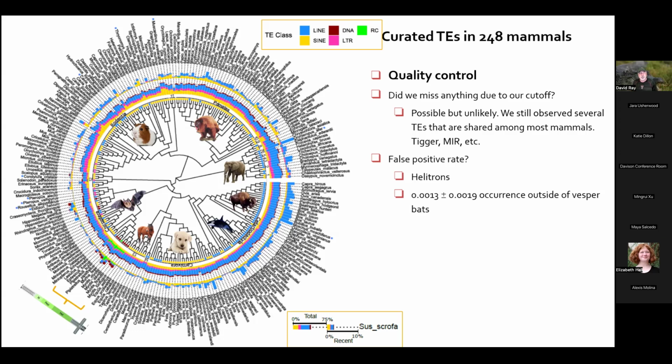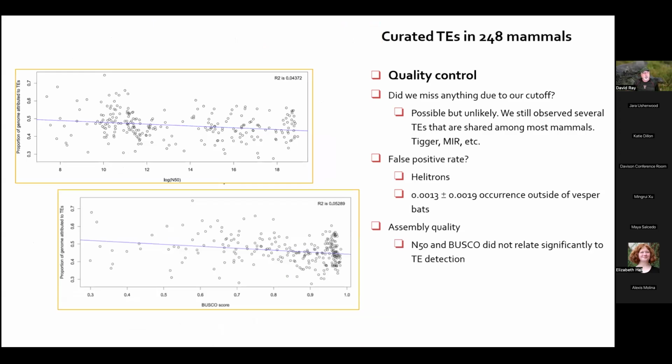And whenever we looked at those occurrences outside of Vespertilionids, once we looked at the actual sequence and compared it to consensus sequences, it was obvious this was just a false positive of some sort. In addition to that, we wanted to make sure that the actual assembly quality wasn't influencing whether or not we were accurately getting the TE consensus sequences. It turns out it's fine.